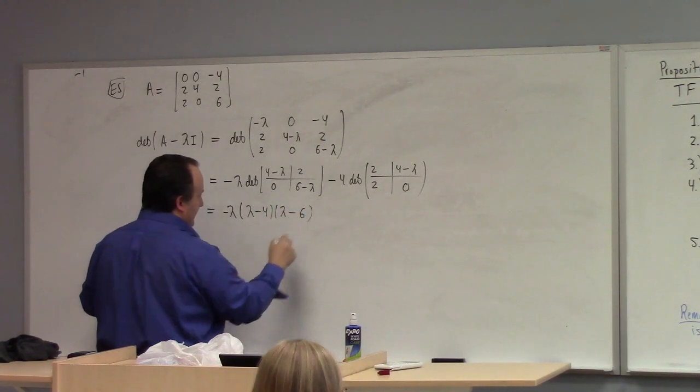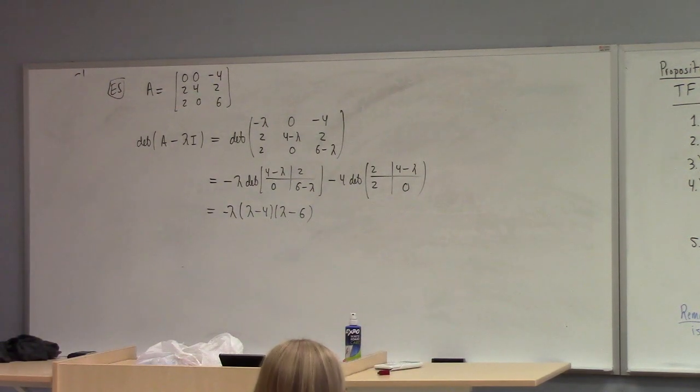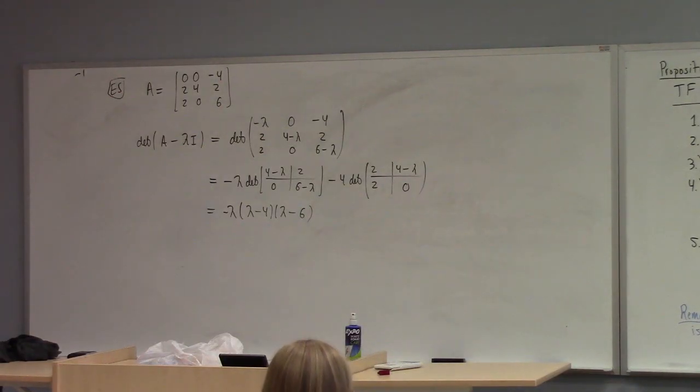Notice I like this trick. Do you guys pick up on what I'm doing? I don't like to write minus lambda if I can help it. I much prefer positive lambdas. So when I multiply these factors out, I just like minus times minus gives me plus, right? That's what I'm doing.